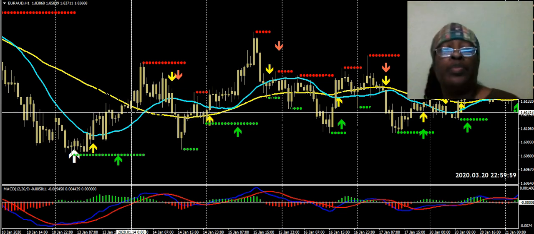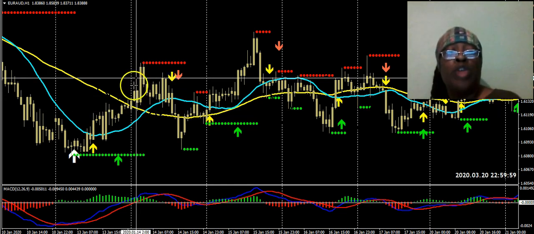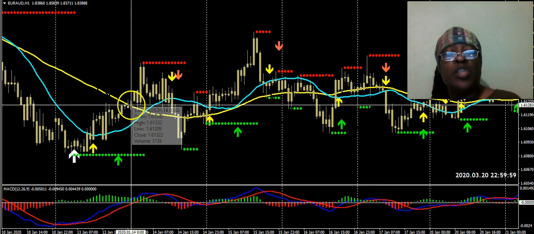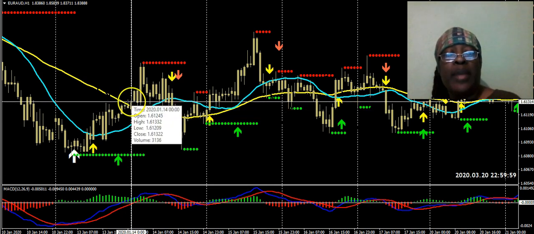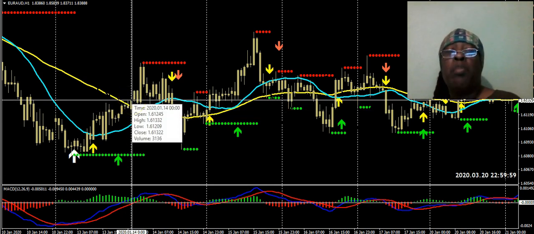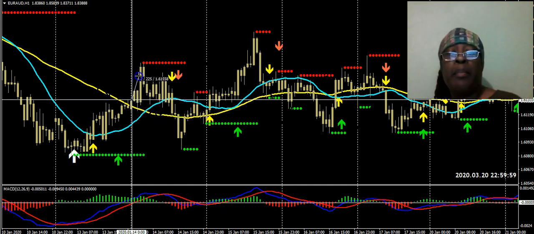Okay, so back to the strategy. It closed above the 50. This is where we will get in. We will get in when that candle closes. It's market execution. And you'll just take it up for 20 pips. I don't care if it goes to 50 pips.